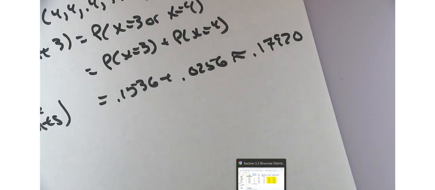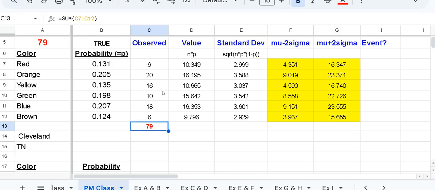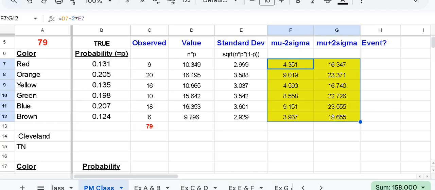So what I did here is I took n times p, 79 times 0.131, and that gives me, on average, 10 red. We were actually pretty close to what we would expect. If you have almost 80 M&Ms, you would expect about 16 of them to be orange. Again, we're pretty close. Now, if you take the mean and add 2 times the standard deviation and subtract 2 times the standard deviation, you get these ranges. So let's see how we did.